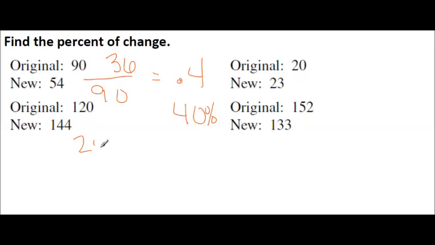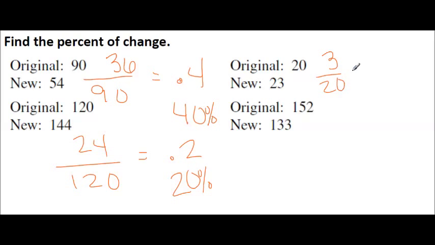Subtract again. 144 minus 120 is 24 over 120, because that's the original. I get 20% as my change. 23 minus 20 gives me 3. Divided by 20, I get 0.15, and that's going to be equal to 15%. So not a whole lot of change there.